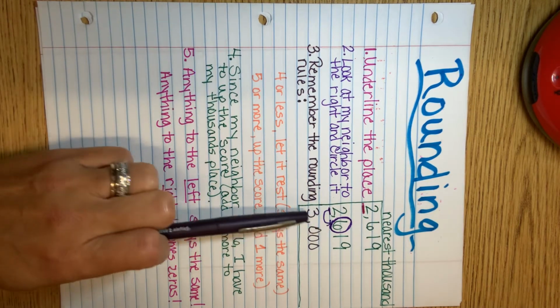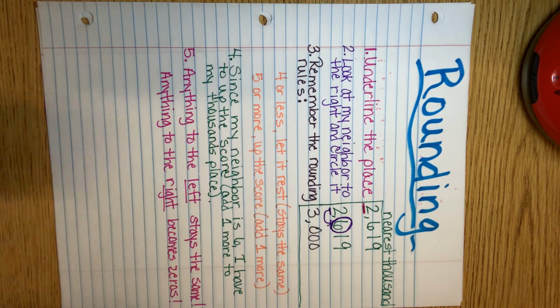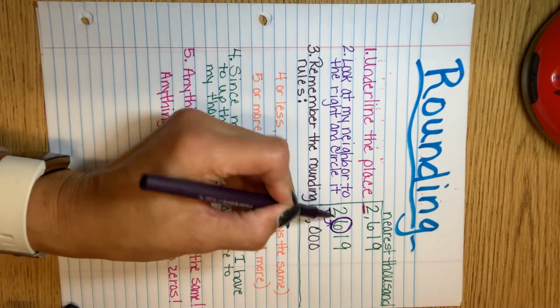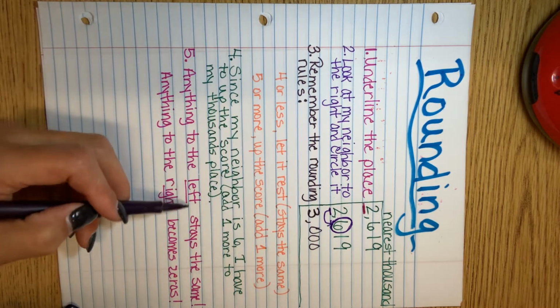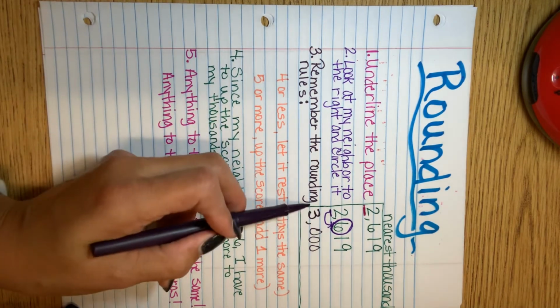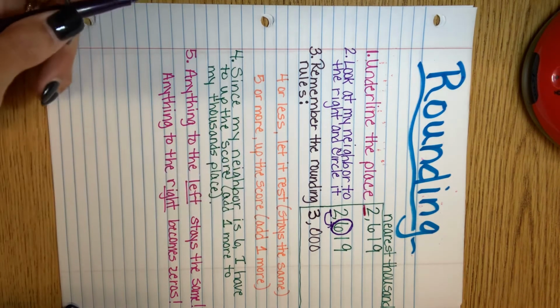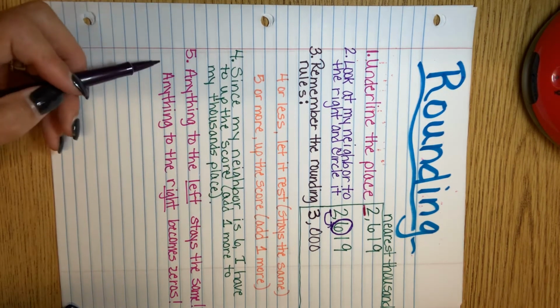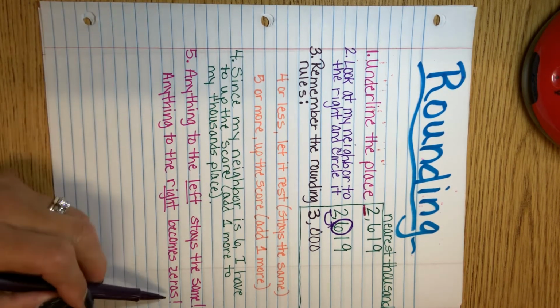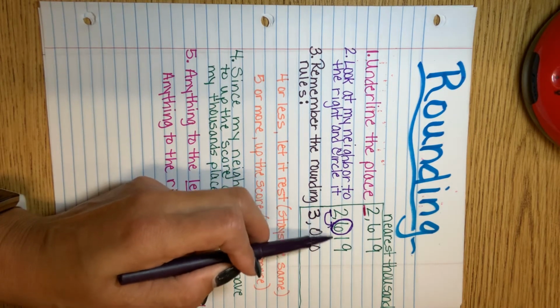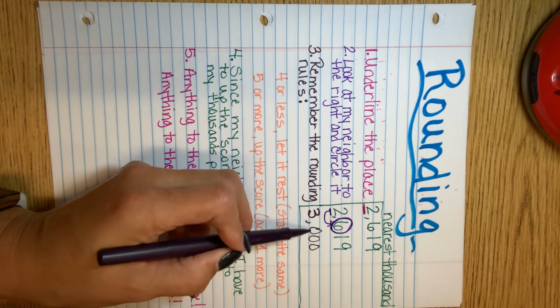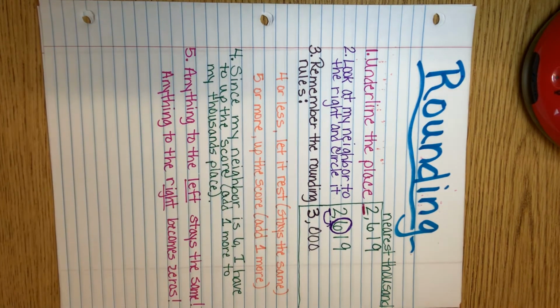Once I've added one more to my thousands place, meaning my 2 becomes a 3, anything to the left stays the same. I don't have a digit to the left, so I don't have to worry about that. And anything to the right becomes a zero. So all these digits after my thousands place to the right all become a 0. So let's do an example together.